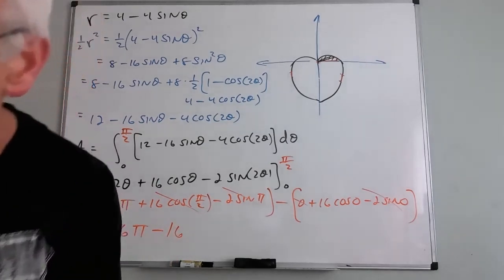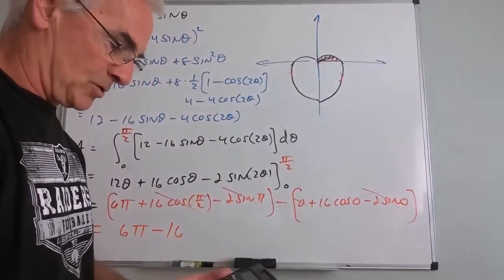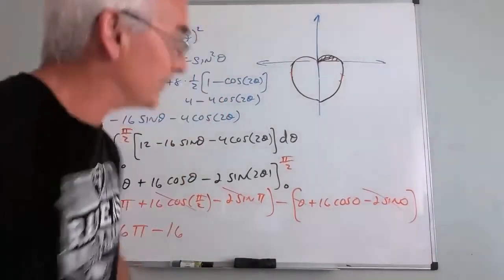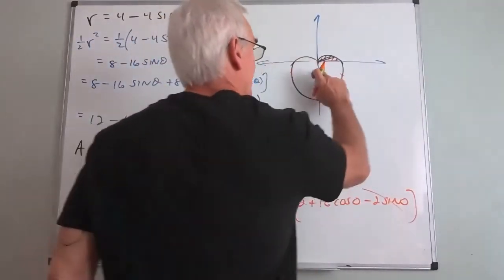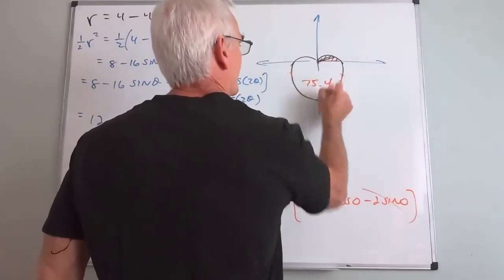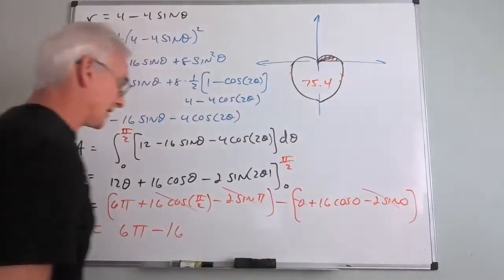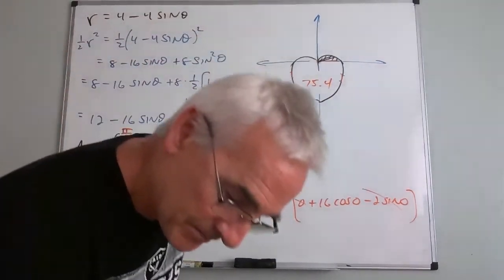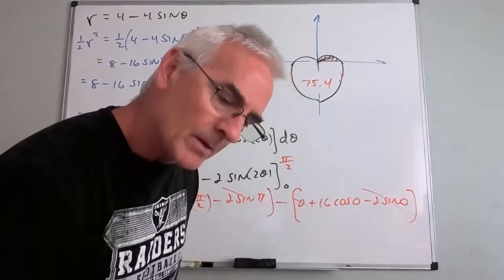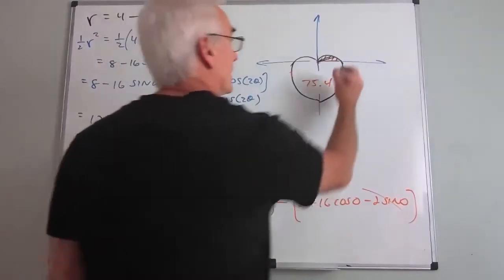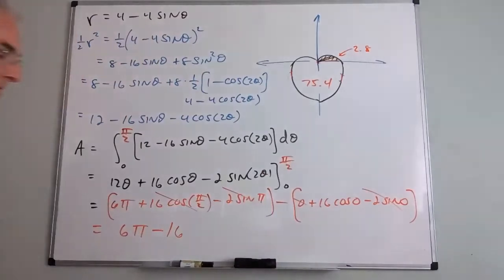Now, just to give you some perspective, the whole cardioid was 24 pi. 24 pi is approximately the whole thing, about approximately 75.4. I wanted this tiny little piece right there, and we got this. That's approximately about 2.8. Oh, that's tiny in comparison. Yeah, and it should be.